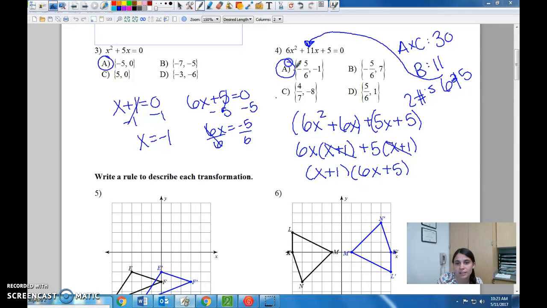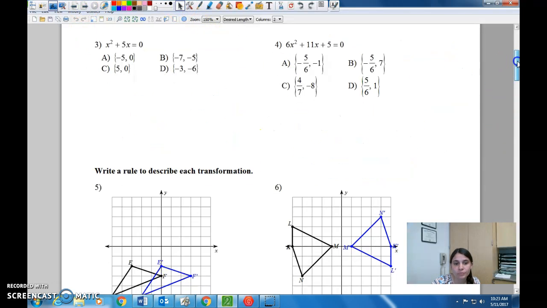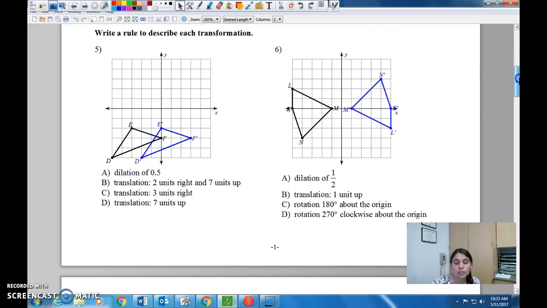So I have a negative 5/6 and a negative 1. So that's a brief review of factoring, and there will be one like each of those on your final exam. The next section is asking us to write a rule to describe each transformation.